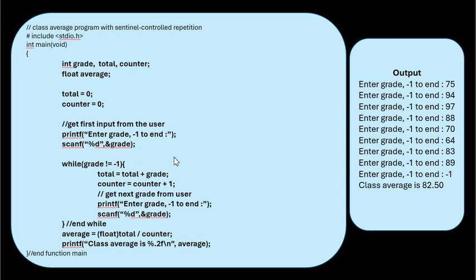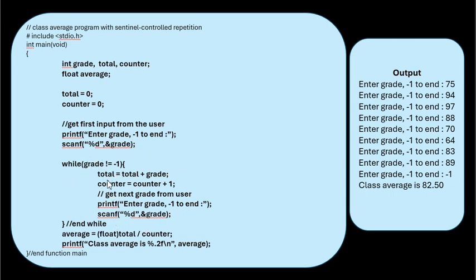Then, as this is a sentinel repetition, we check whether the grade entered by the user is not equal to -1. If it is equal to -1, then the loop comes to an end. Only if it is not equal to -1 does the loop begin to function. Here, assume the user first enters 75 as the first grade. Then we check whether grade is not equal to -1. As 75 is not equal to -1, we go inside this while loop.